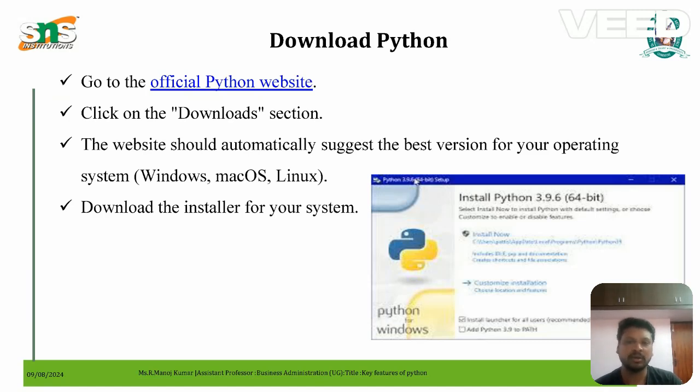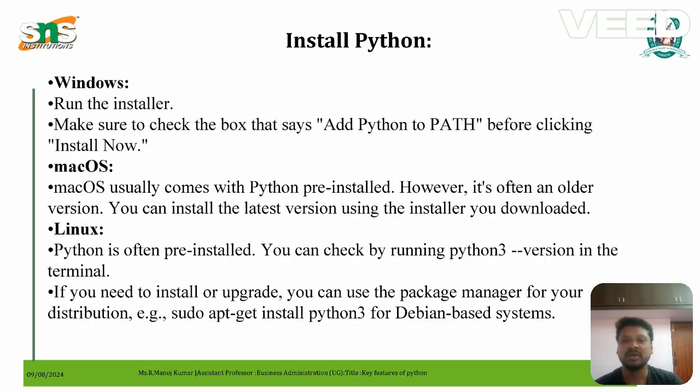To download Python, go to the official Python website and click the download section. The website automatically suggests the best version for your operating system, Windows, Mac or Linux. Download the installer for your system. On Windows, run the installer and check the box to add Python to PATH, then click Install Now.